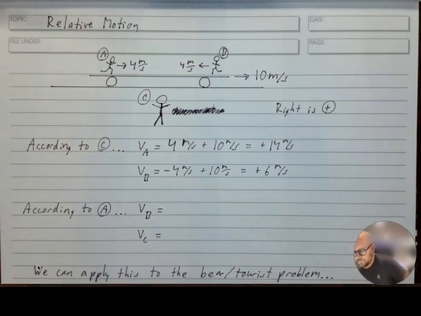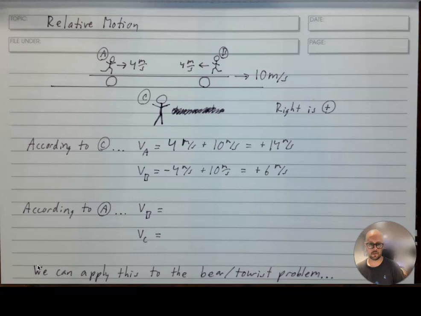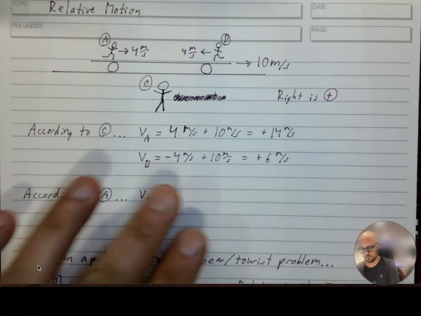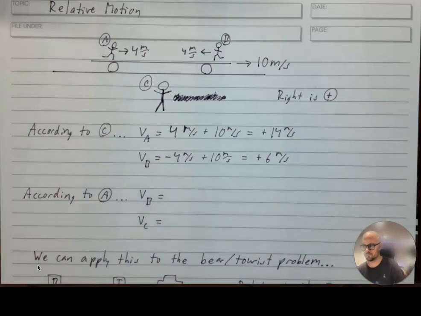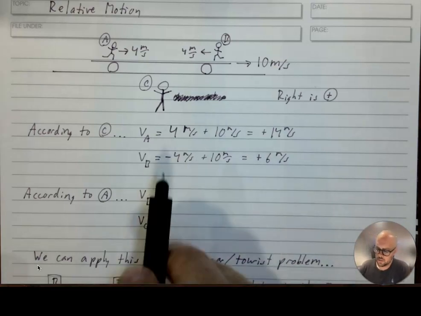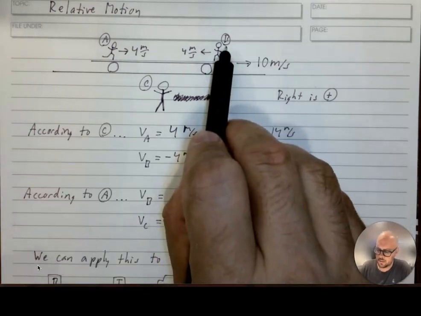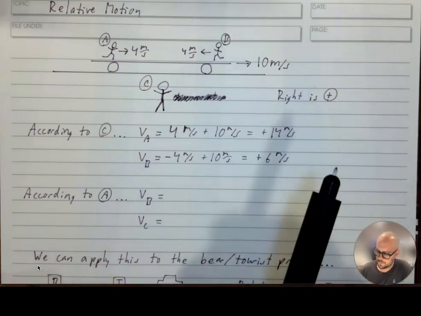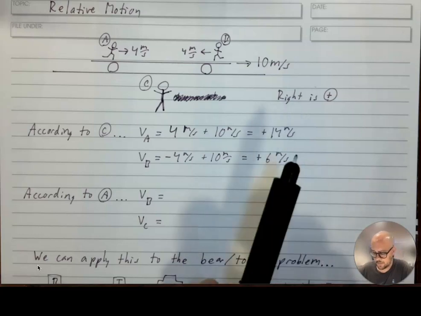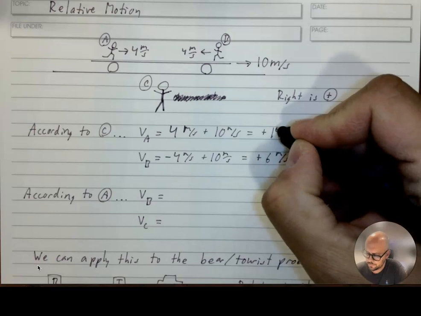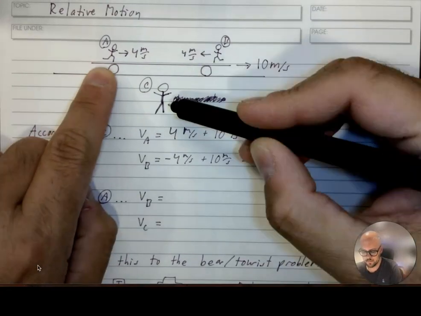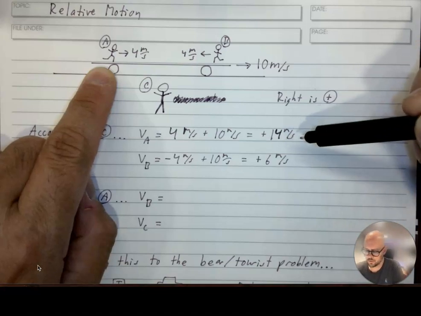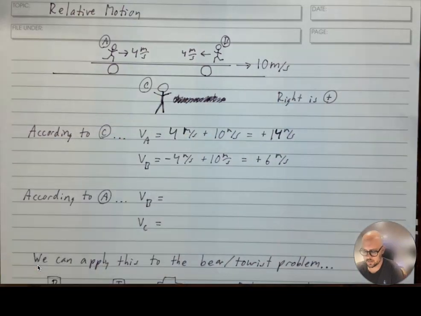If we move to person A being the observer, then things get a little more odd. We can't make this simple math work anymore. So we have to consider what's happening together. According to person A, they're going to look at the velocity of person B. Actually, we can make this work really easy if we use these answers. Person A, relative to the ground, is moving at 14 meters per second to the right. Person B is moving to the right at 6 meters per second.